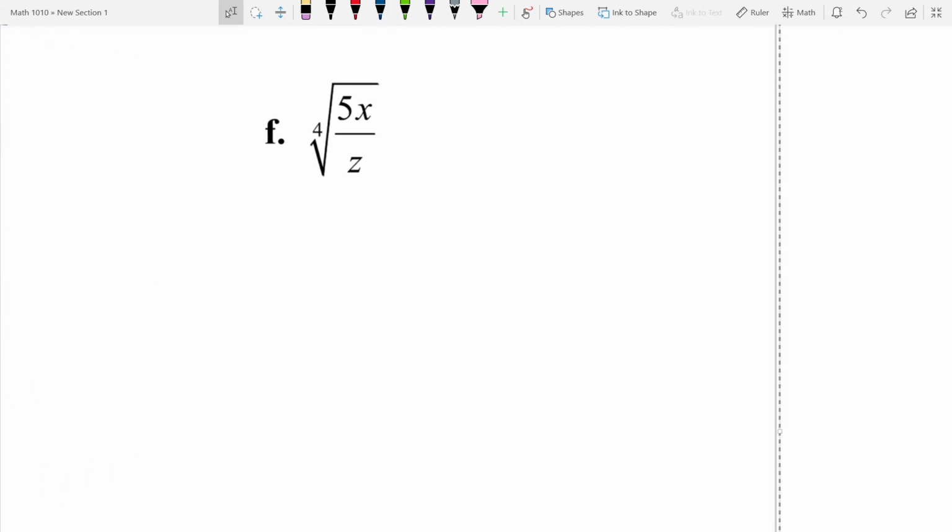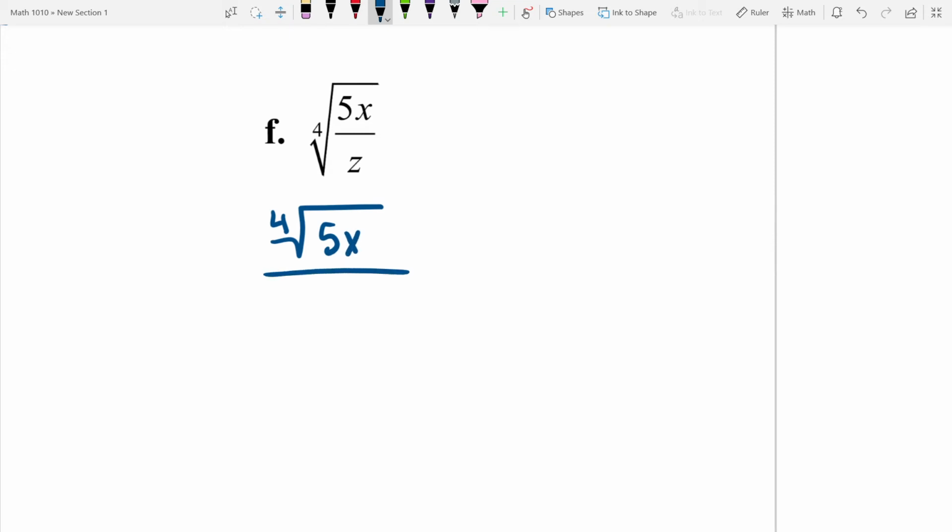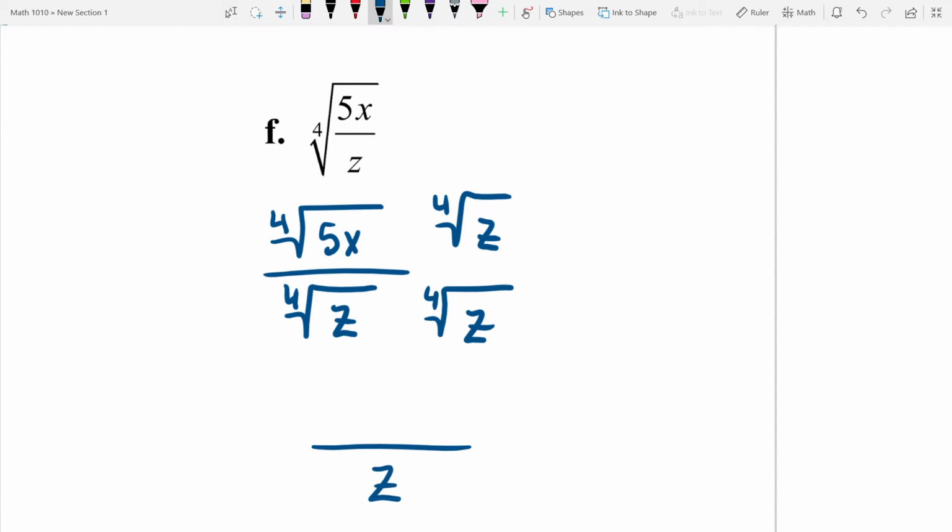Question F. Looks weird. This one's difficult. I remember the last 2 years, this is only the 3rd time we've taught this course. This problem blew people's minds. Okay, watch. Write this as the 4th root of 5x over the 4th root of z. So separate it. It is not correct to multiply top and bottom by the 4th root of z and to say that that gives you a z on the bottom. That's false. Can anybody tell me why that's false?